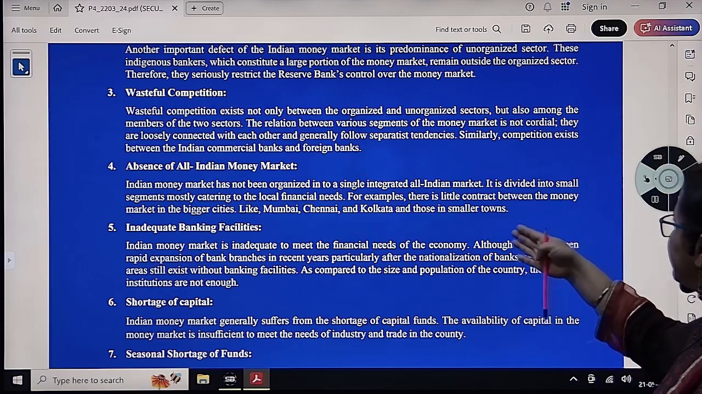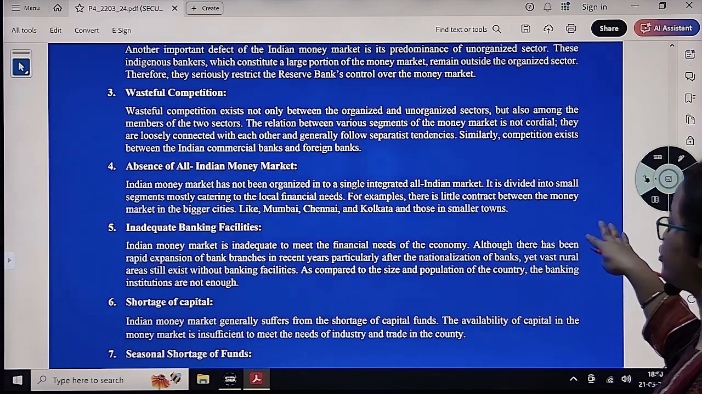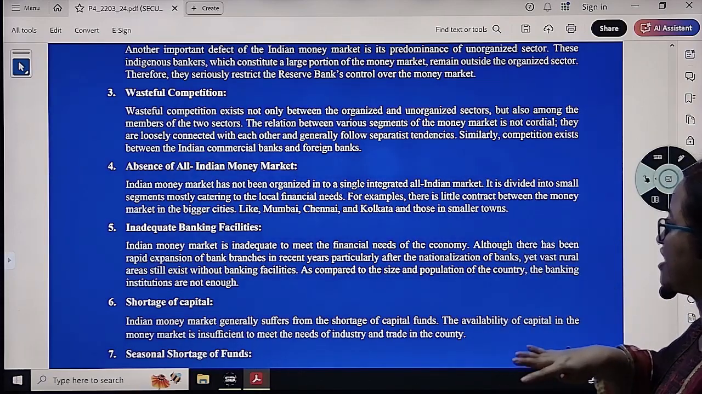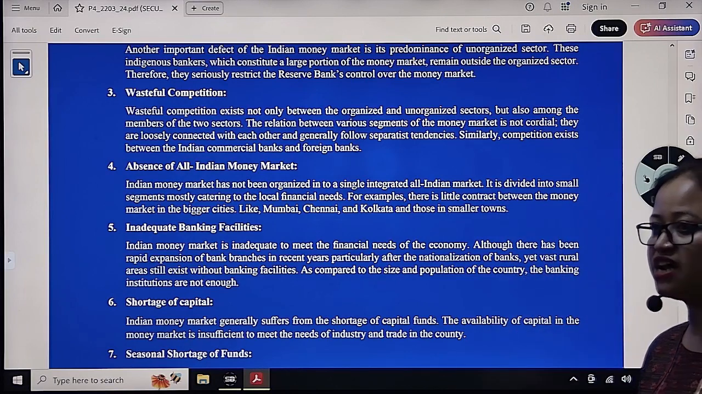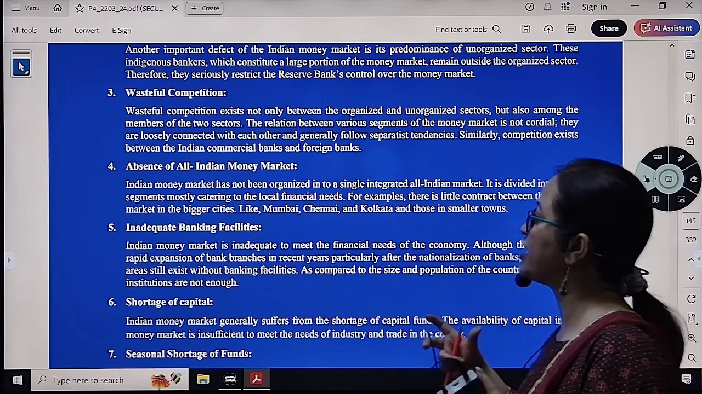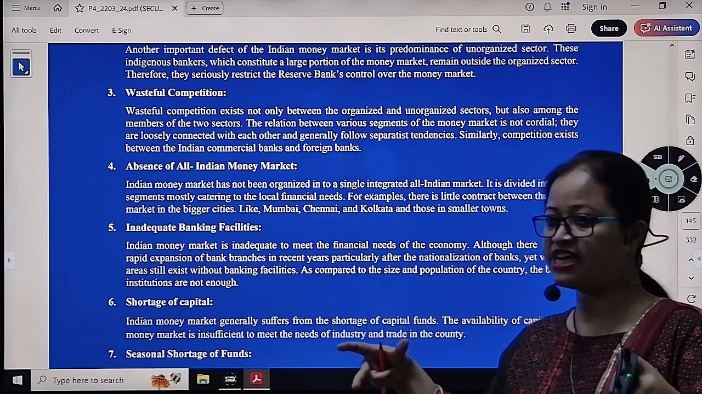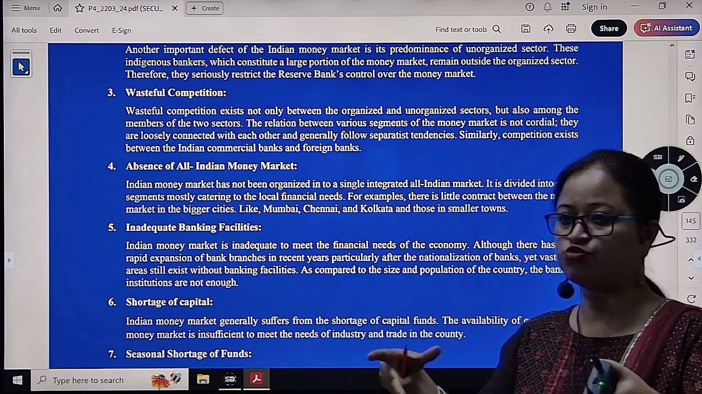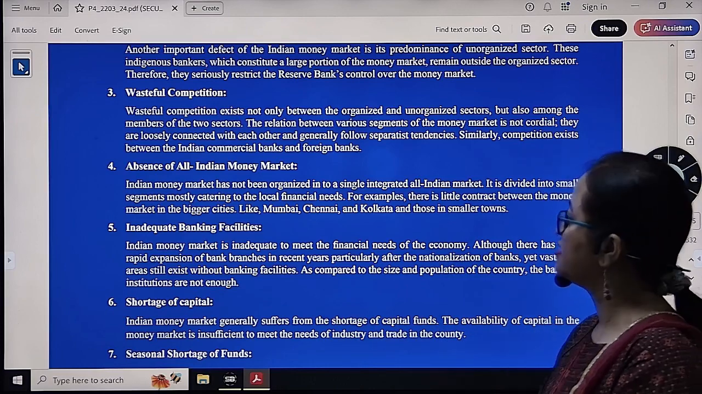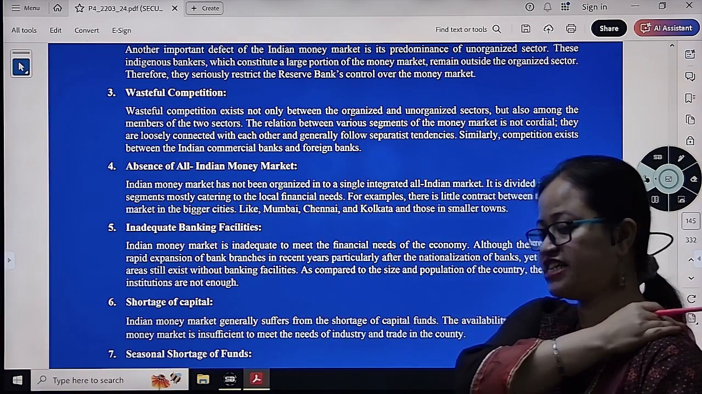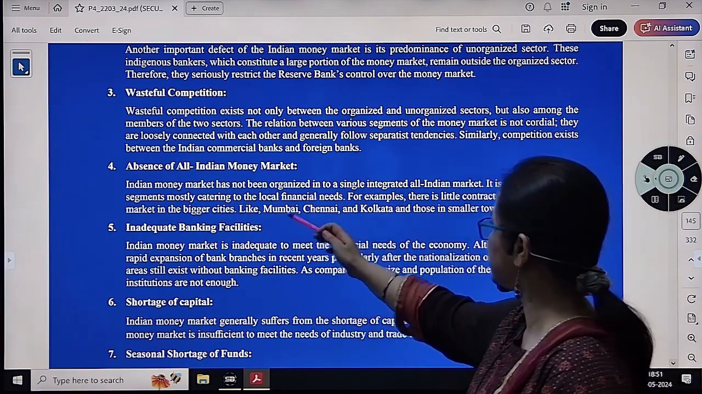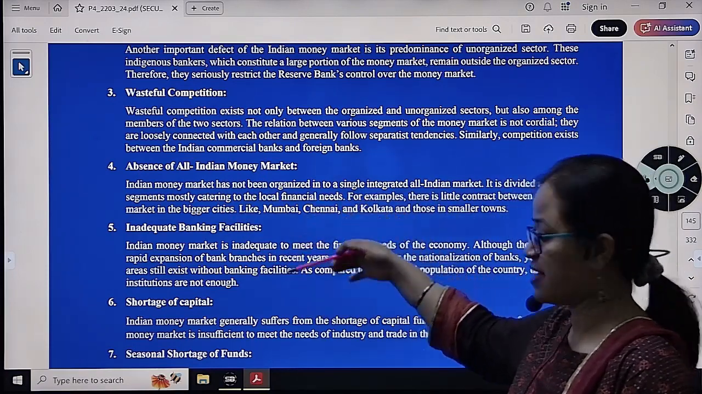As we can see here, there is little contact between the money market in the bigger cities like Mumbai, Chennai, Kolkata, and those in smaller towns. Okay, अलग अलग segment है. It is not like all are in one nation, one money market. So there is absence of all Indian money market. It is divided in different cities. It is like we have division of money market.